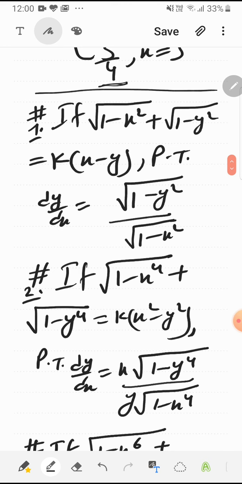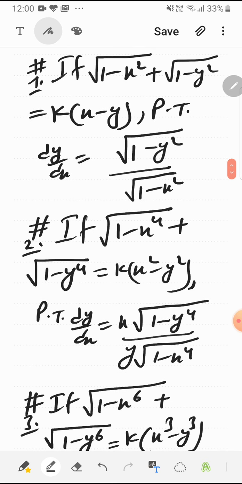The next question is actually a set of 3 questions with the same method. So first of all, I am writing all the 3 questions. The first question is, if under root of (1 minus x square) plus under root of (1 minus y square) is equal to k times (x minus y), then prove that dy by dx is equal to under root of (1 minus y square) upon (1 minus x square).